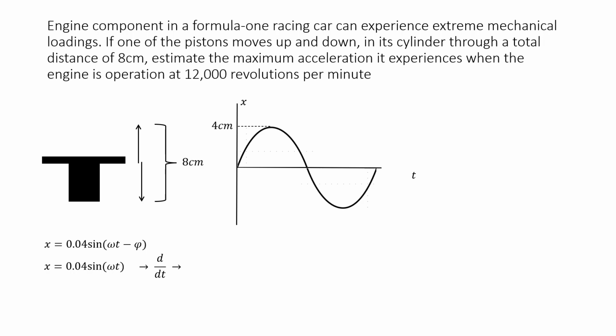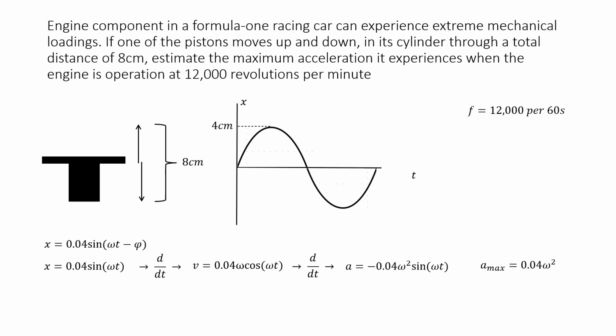If we want to find the velocity, we can take the time derivative, which gives us 0.04 ω cos(ωt). And we can do this again to find our equation for the acceleration, which is −0.04 ω² sin(ωt). But we know that the maximum value sine can be is 1, so our a max is 0.04 ω². But we need to find out what ω is.